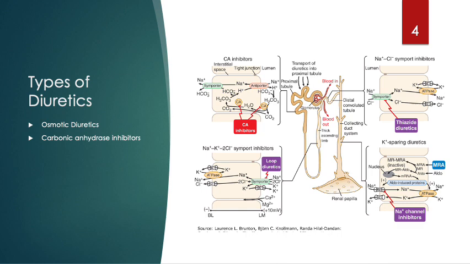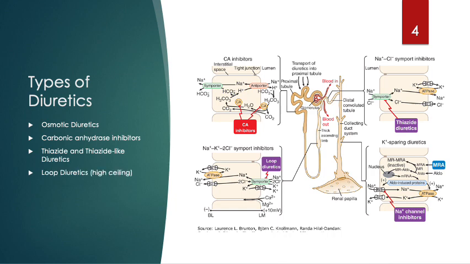Then we have thiazide diuretics. Thiazide and thiazide-like diuretics are named because of the structure that they have, and we'll take a look at the structure in the coming slides. They produce most of their effect in the distal convoluted tubule.